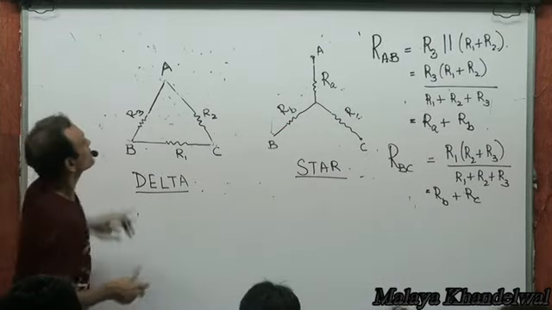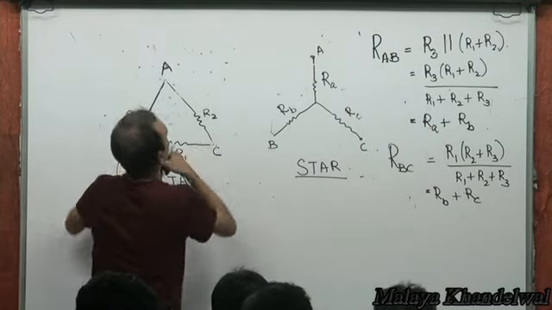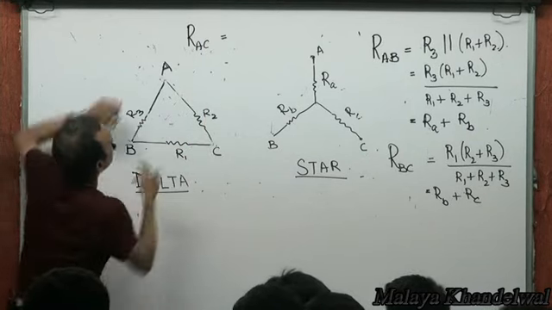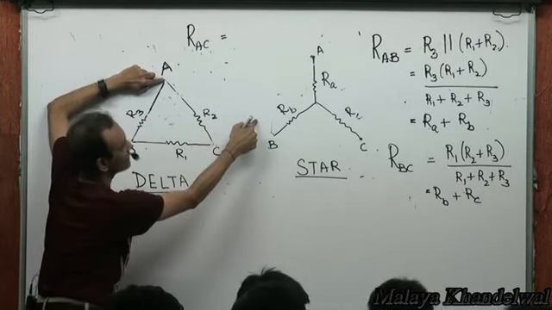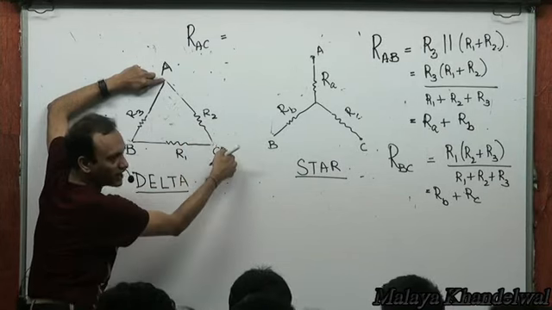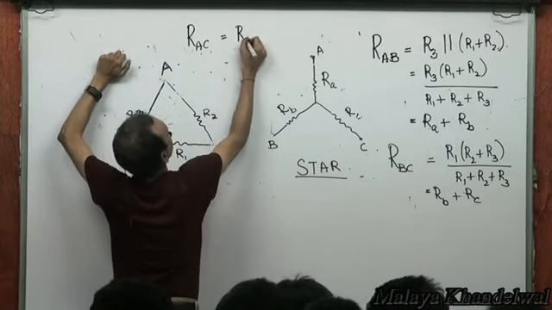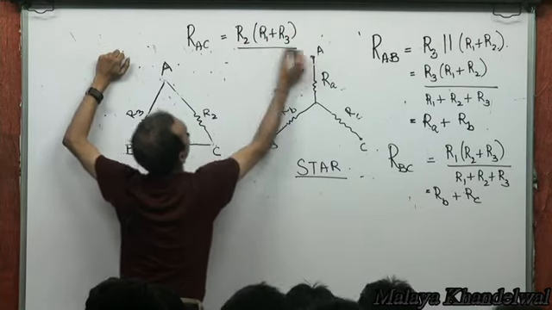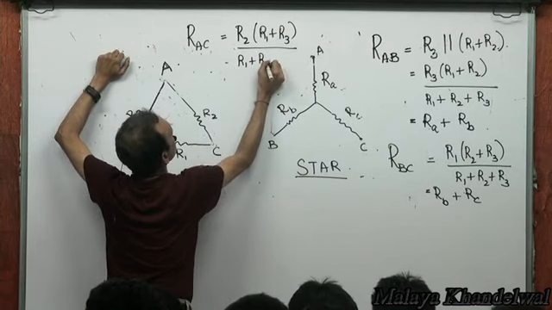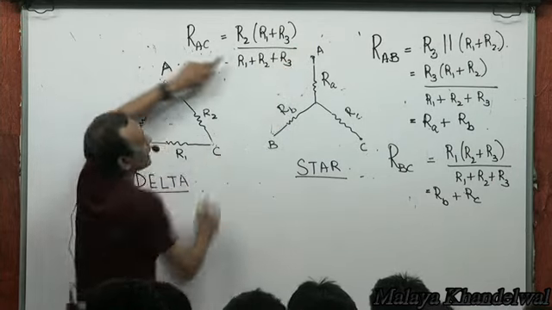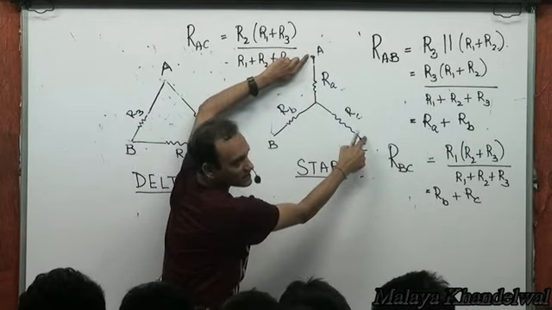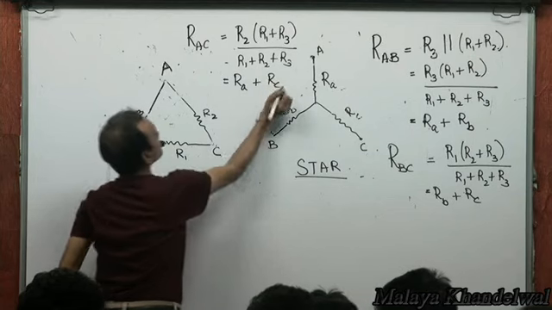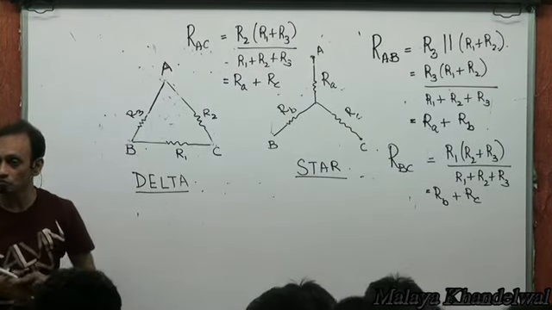Right? Similarly, across AC, that means imagine current to be entering A and leaving C. Then these two in series in parallel with R2. So this will turn out to be R2 into (R1 plus R3) divided by R1 plus R2 plus R3. And R across AC here is going to be RA plus RC. Yes or no?